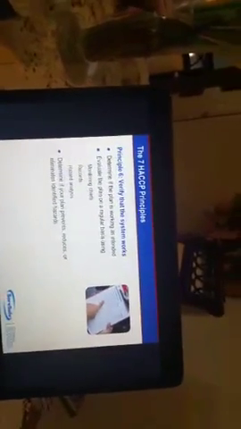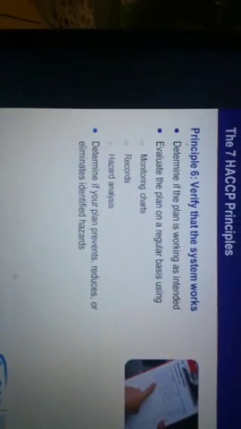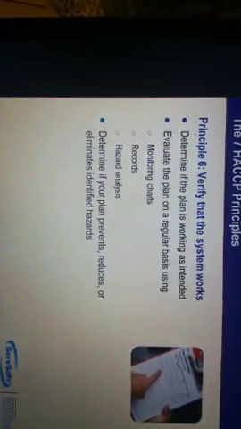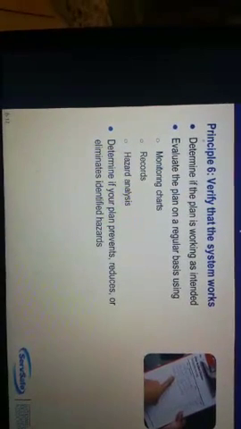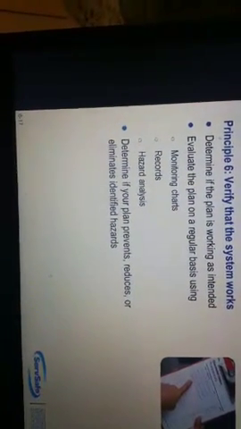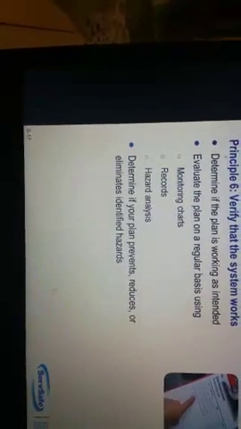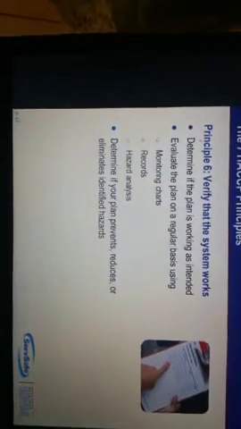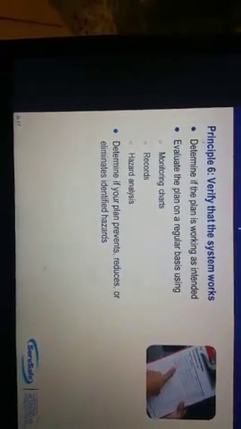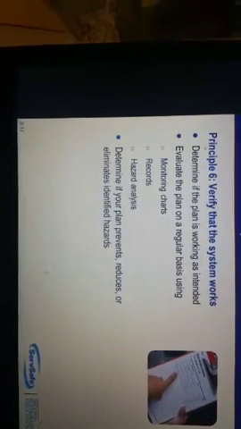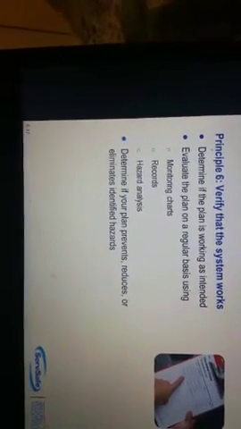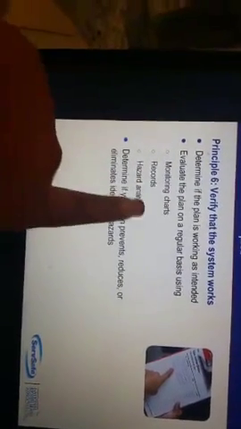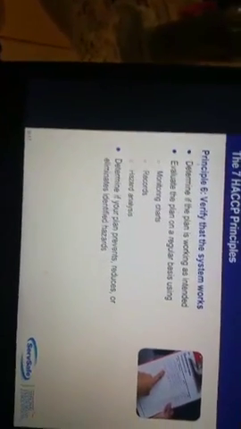Then step 6, which we are on the top of 8.8, is you want to verify that the system works. Determine if the plan is working as intended. Then you want to evaluate the plan on a regular basis using monitoring charts, records, and hazard analysis. And then you want to determine if your plan prevents, reduces, or eliminates identified hazards. So this just means we want to check to make sure whatever it is that we put in place is going to work and it's going to continue to work for us. Because if it doesn't, that means that we need to conduct another hazard analysis to figure out, is that really the hazard that we need to be following?